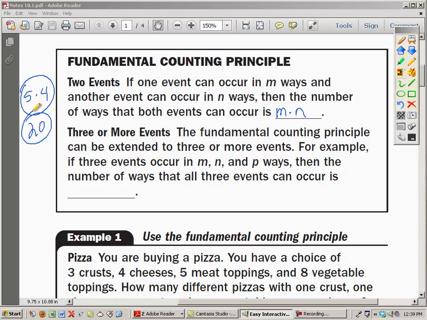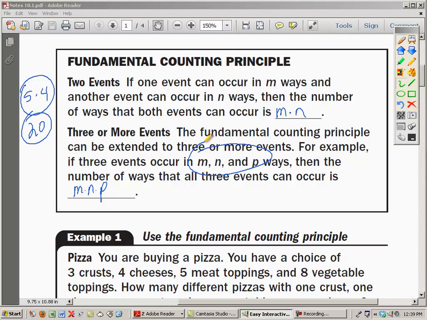So when we get into 3 or more events, for 3 events, it would simply be m times n times p, and they use m, n, and p. But if there were more than 3, like 4 or 5 or 6, it just kind of depends on what variables we use. So again, the possible number of ways that something could occur ends up being the product of each of the ways each individual event can occur.